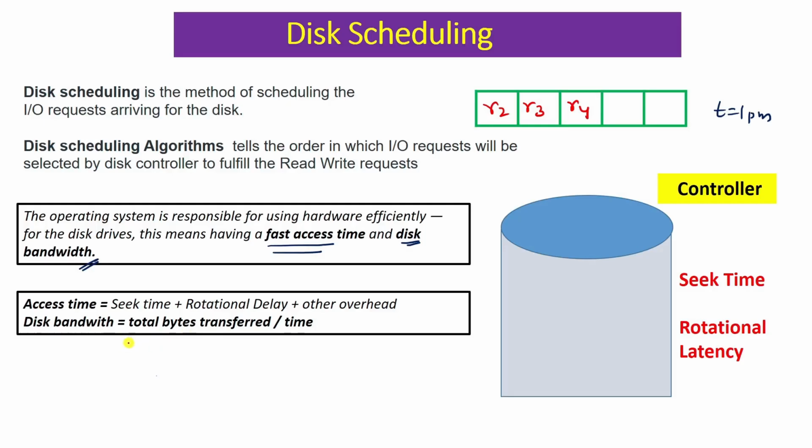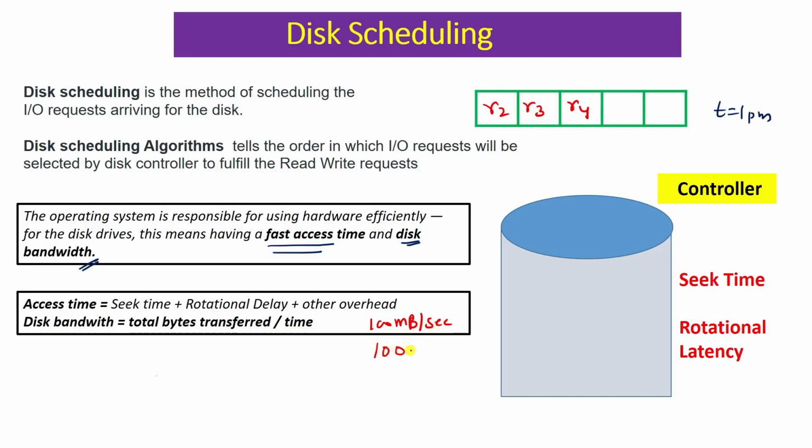And lastly, just for recall, what is bandwidth? Disk bandwidth means total bytes transferred in a particular time. Let's say your bandwidth can be 100 MB per second. In this way your disk bandwidth is given. For example, in 1 second 100 MB is going to be transferred. We have already discussed disk bandwidth and access time in detail in the previous video.